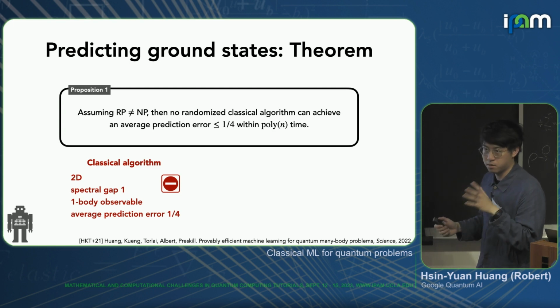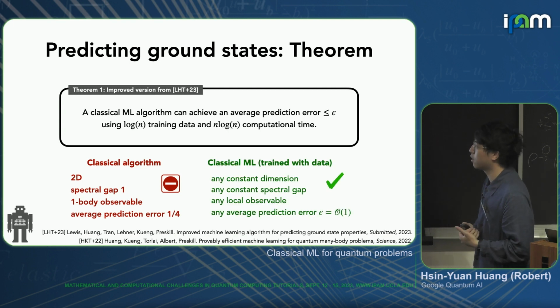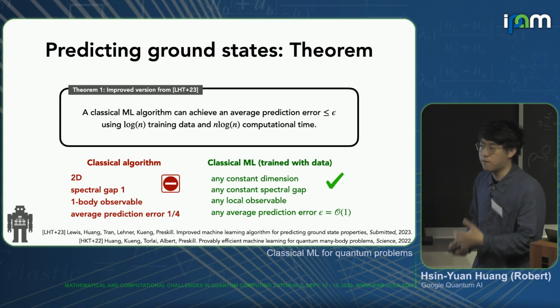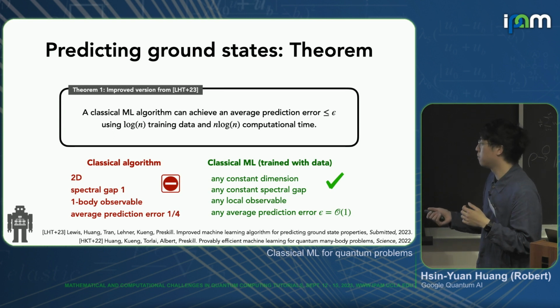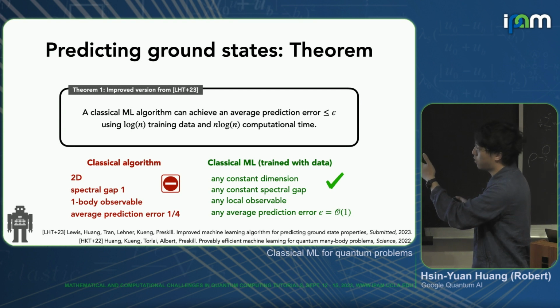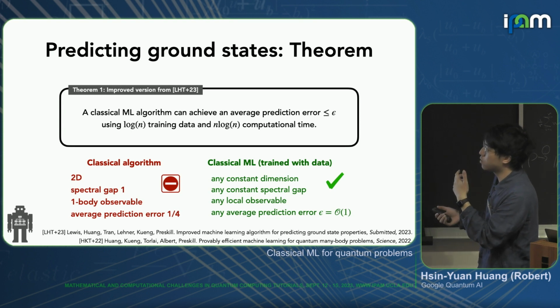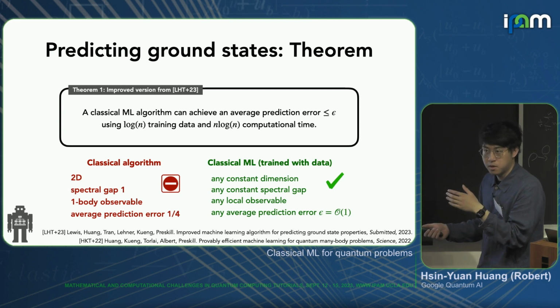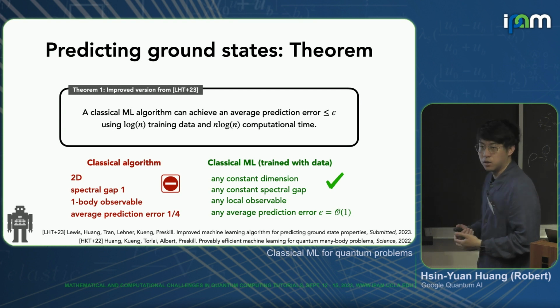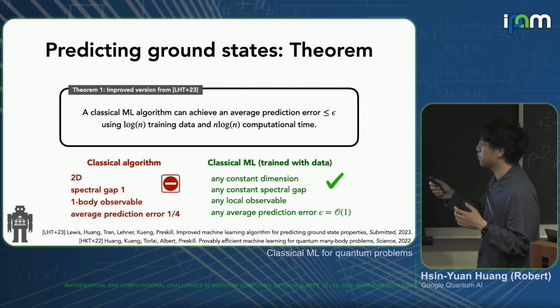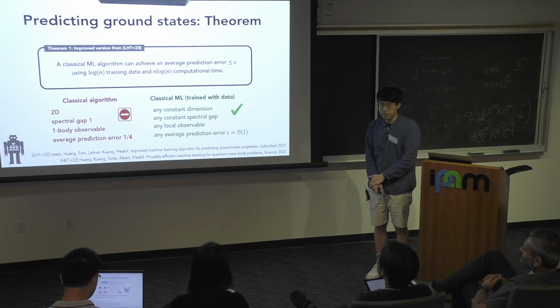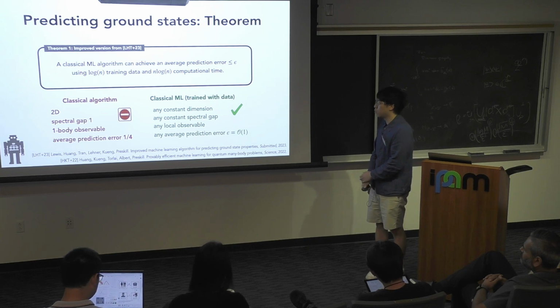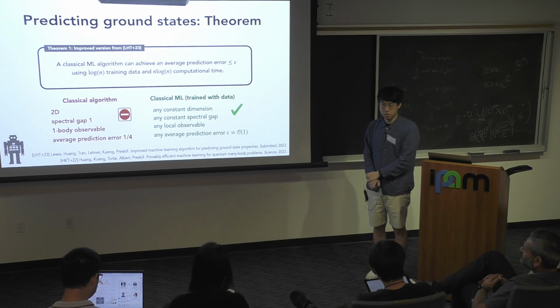So for all of these results, on a high level, the key theorem states the following. It says that a classical ML algorithm can achieve an average prediction error of epsilon for any small constant epsilon. The epsilon can be like 1/10 or 1/20. And the classical ML algorithm will be able to predict accurately using only a logarithmic amount of training data in almost linear computational time, such that the algorithm works for any constant dimension, including 2D, 3D, any constant spectral gap, and any local observables. So essentially, together with proposition 1, it says that a classical algorithm without data cannot do it. And this theorem essentially says that classical ML algorithms, when trained with data, will be able to solve the problem efficiently using a very small amount of training data and almost linear computational time.